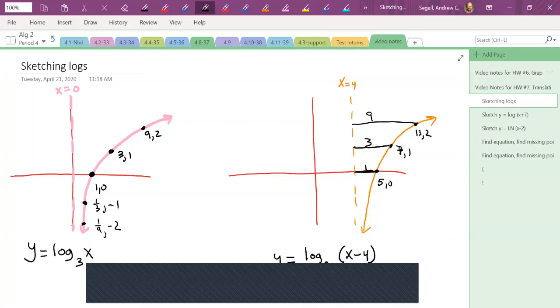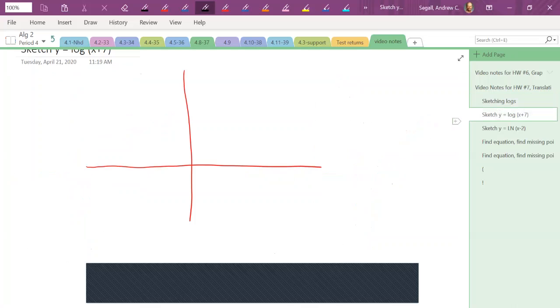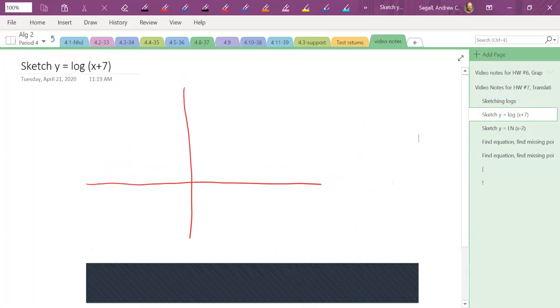So let's do a couple more sketches before we start figuring out what the base should be. Let's take a look at here and let's graph y equals log base 10 of (x plus 7). So the first thing is I want to graph my asymptote. It's not at 0, it's moved 7 units left. So my asymptote is at x equals -7. I'll graph my log shape, and then I'll go to work.